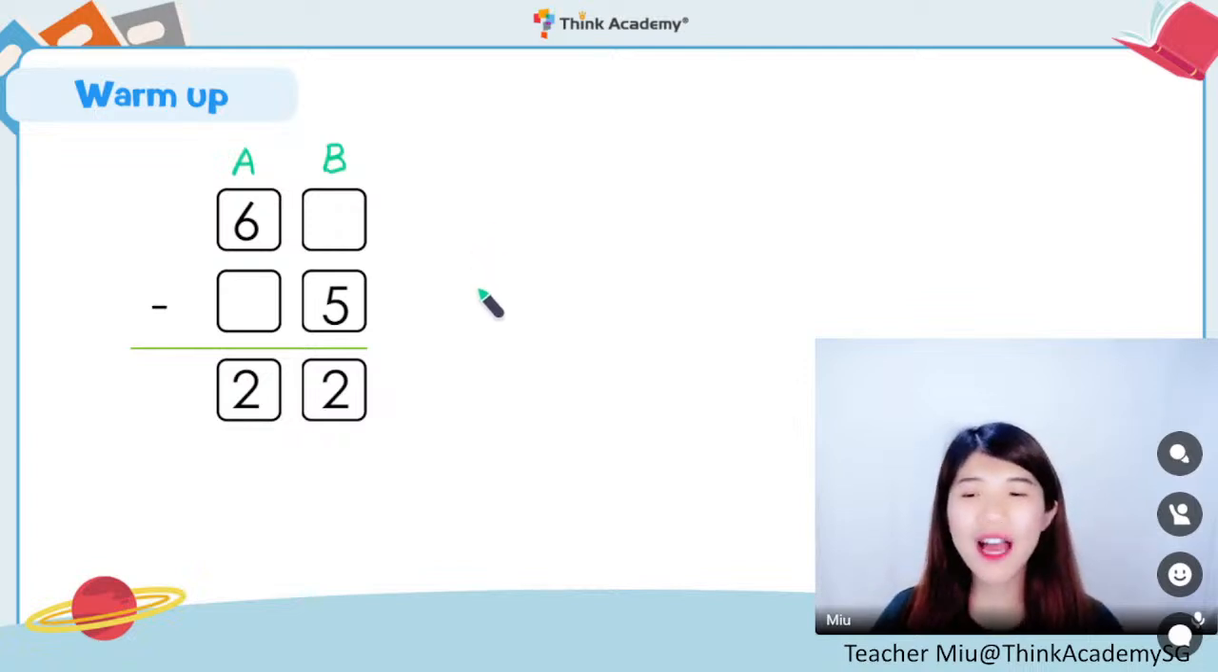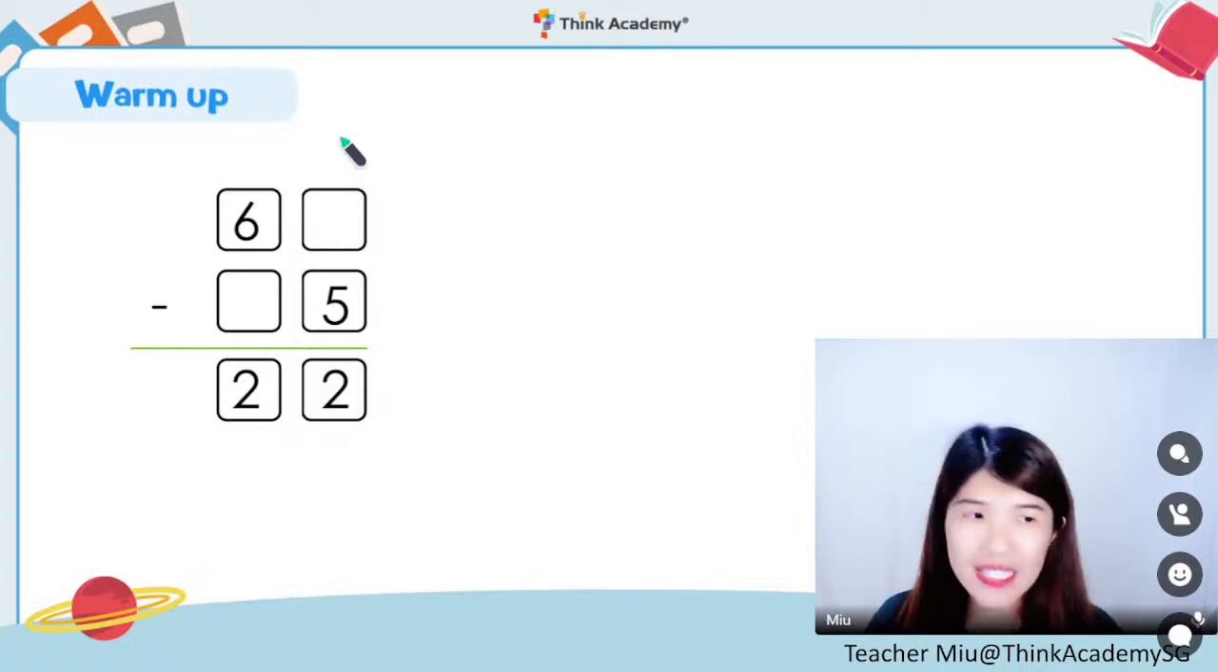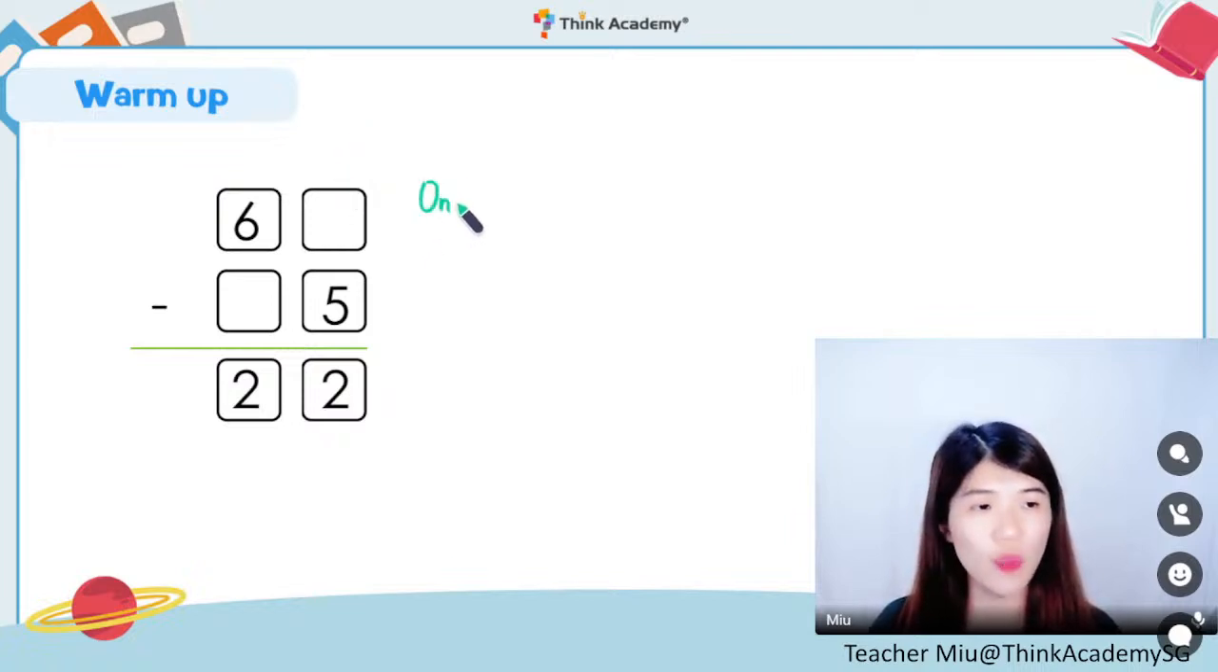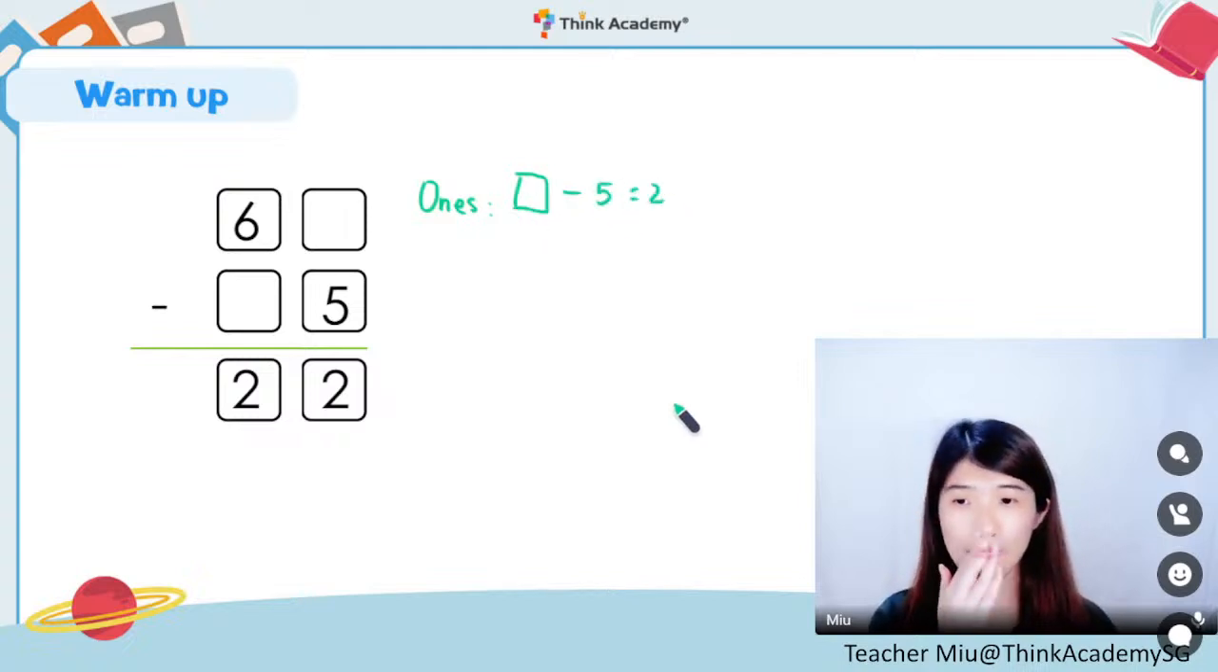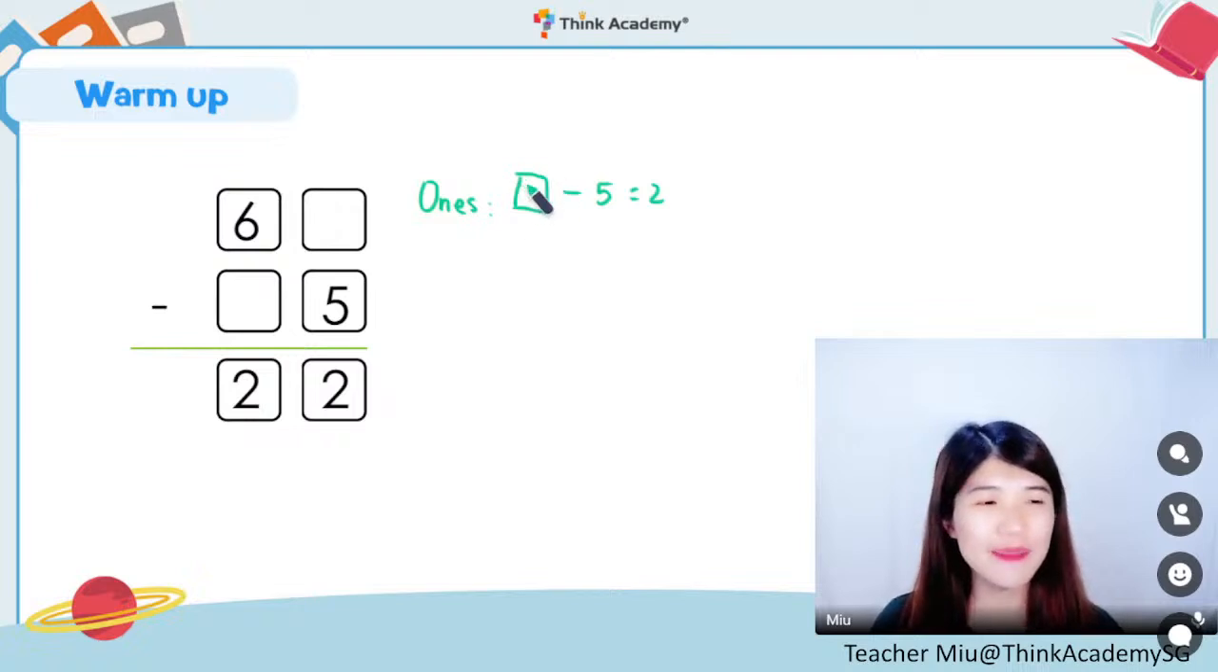Cool. Well done. Definitely, we should start from the ones place, all right? No matter what happens, always try to start from the ones place first. So for the ones place, that is something minus 5 that gives you 2. So what is that something? Something must be 7 because 7 minus 5 gives me 2. And what about the tens place then?